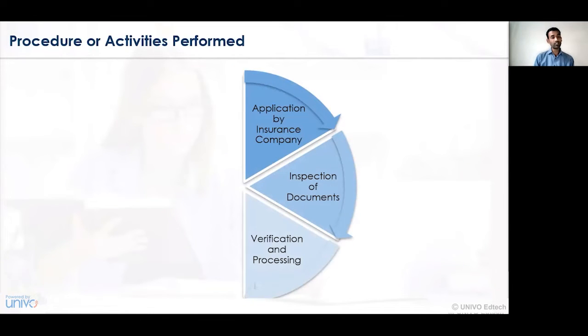Verification and processing. After the inspection of documents is undertaken, they need to verify whether the documents are correct and true, as per the information provided, and if they are true and correct, they have to further process those documents. These documents are further processed for finalization of the particular claim.